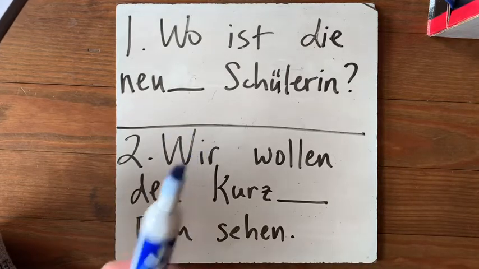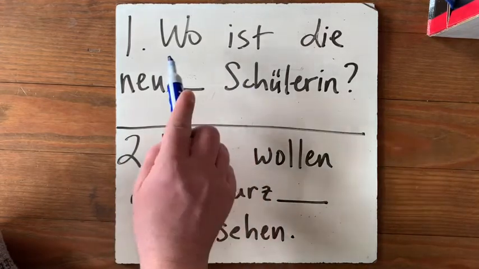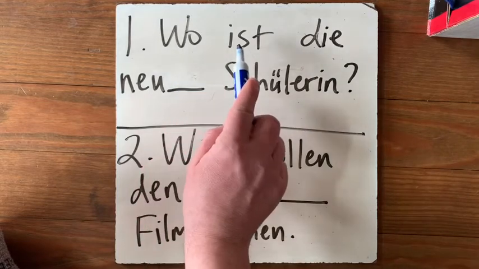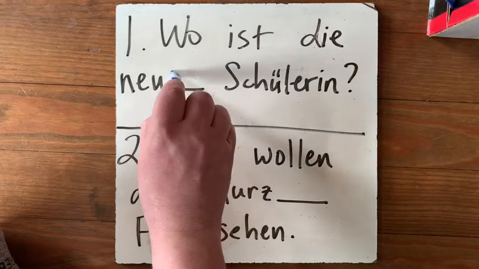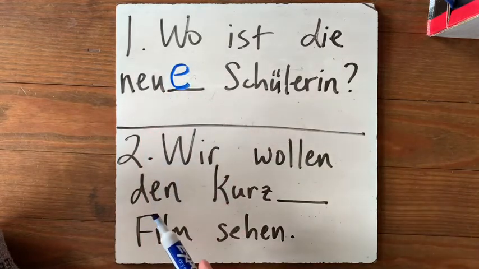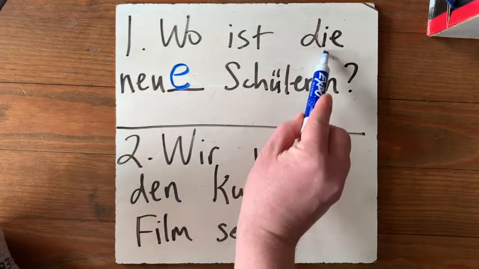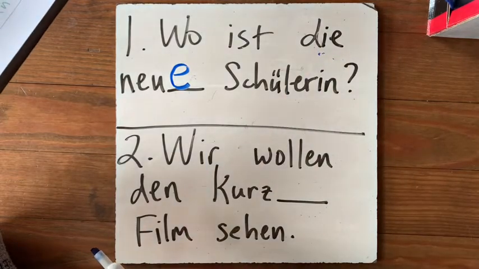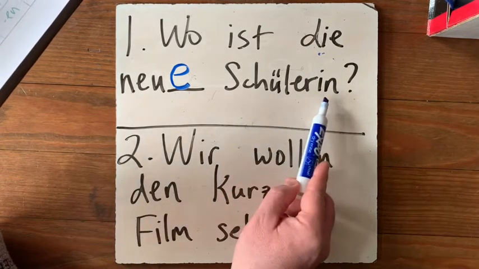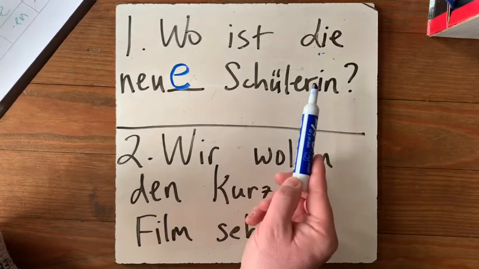But let's just pretend you didn't have it with you and you're stuck and, what's it going to be, right? There's a clue. Now this question is asking, where is the new student? There's a clue that my adjective ending is going to be an E. And that clue is right here. There's actually 2 clues. The first clue is this word D.